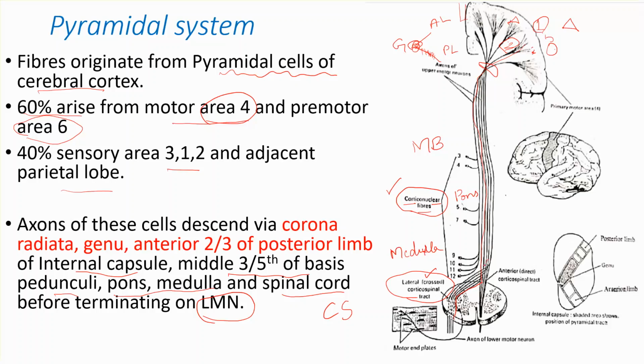As you can notice here, there is crossing over here. And then you will also notice that 20% of the fibers do not cross, and they form the anterior cortico-spinal tract.